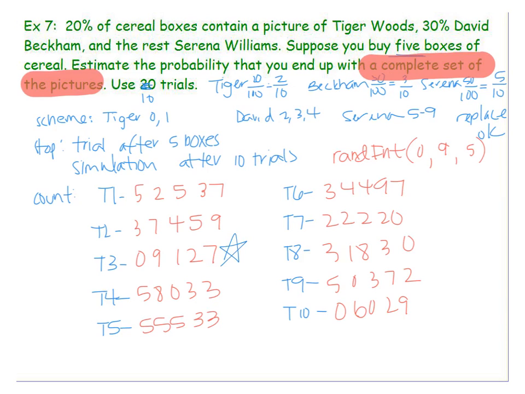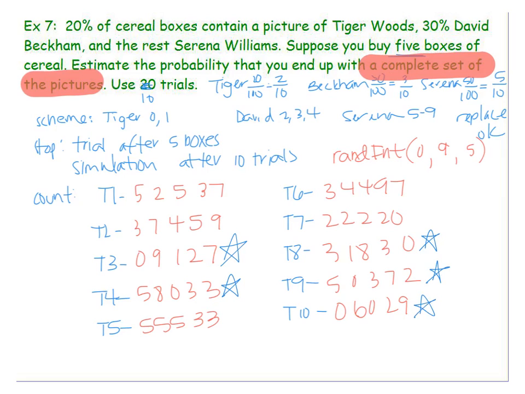The next one, 0 is Tiger, 3 is David, 5 and 8 are Serena. The next one has no 0s and 1s. Trial 6, no 0s and 1s. Trial 7 has 0 that's Tiger and 2 that's David, but no Serena. Trial 8 has 0, which is Tiger, 3, which is David, and 8 that's Serena. Trial 9, 0 is Tiger, 2 and 3 are David, 5 and 7 are Serena. The last one, 0 is Tiger, 2 is David, 6 and 9 are Serena.